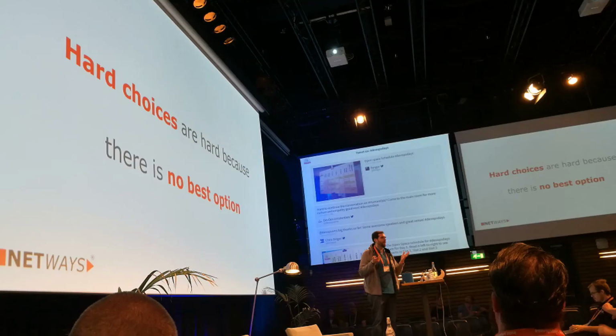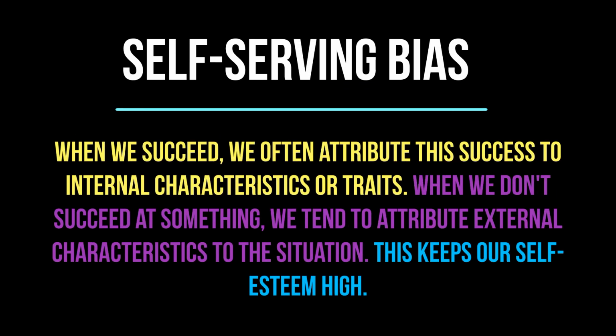When it comes to the locus of control, humans tend to follow a self-serving bias. What this means is that when we succeed, we often attribute this success to our internal characteristics or traits. I'm hardworking, persistent, and dedicated to my work. When we don't succeed at something, we tend to attribute external characteristics to that situation.